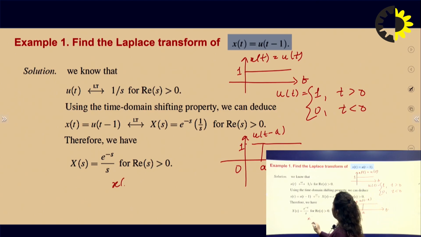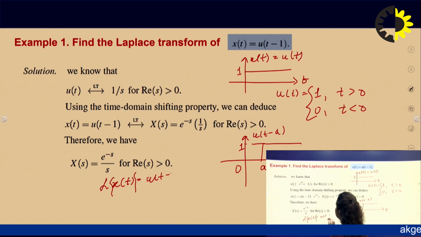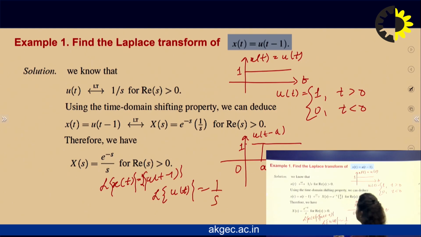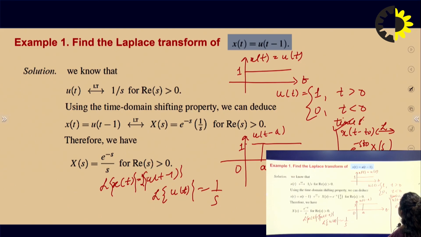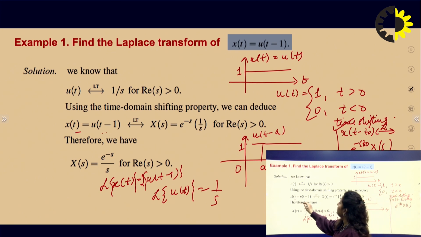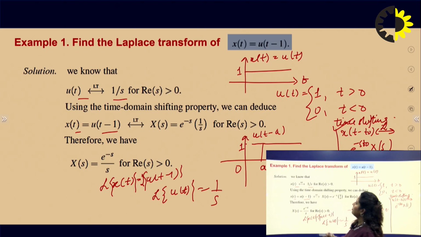If we want to calculate the Laplace transform of x(t) equivalent to u(t minus 1), firstly we have to take the Laplace transform of u(t), which we already know, that is 1 upon s. Also we know the time shifting property: x(t minus t naught) has Laplace transform e to the power minus s t naught times X(s). Using this property, we can easily find the Laplace transform of u(t minus 1). We know the Laplace transform of u(t) is 1 by s, and for this the ROC is real of s greater than 0.